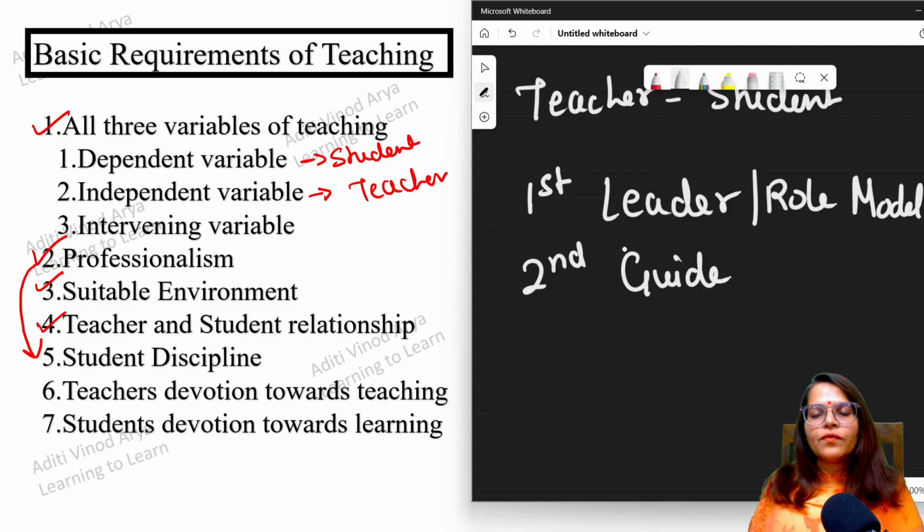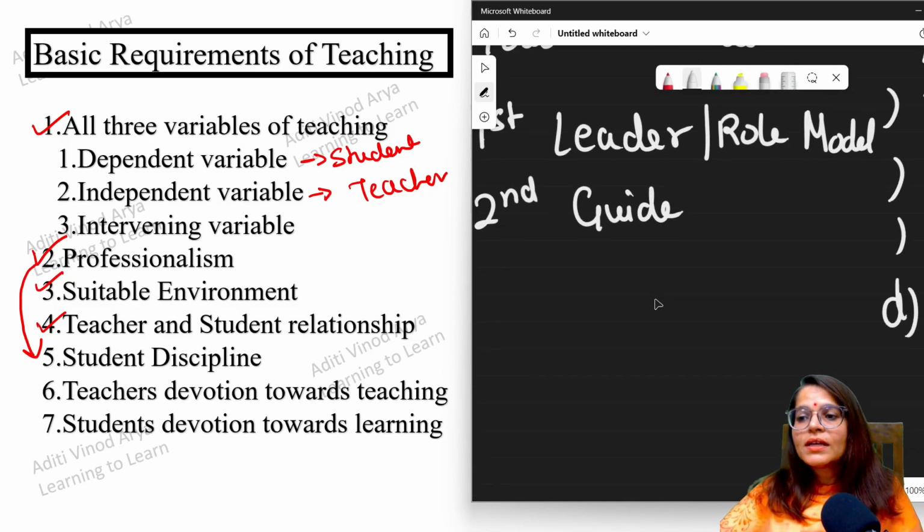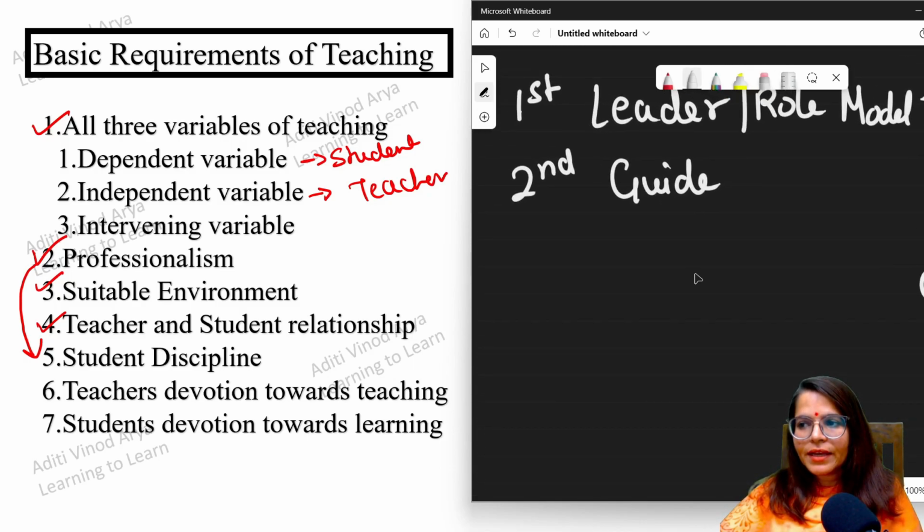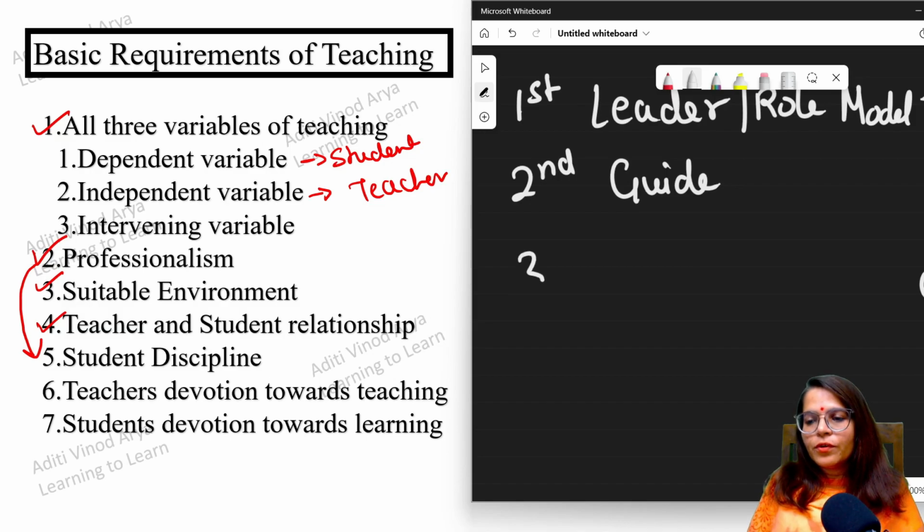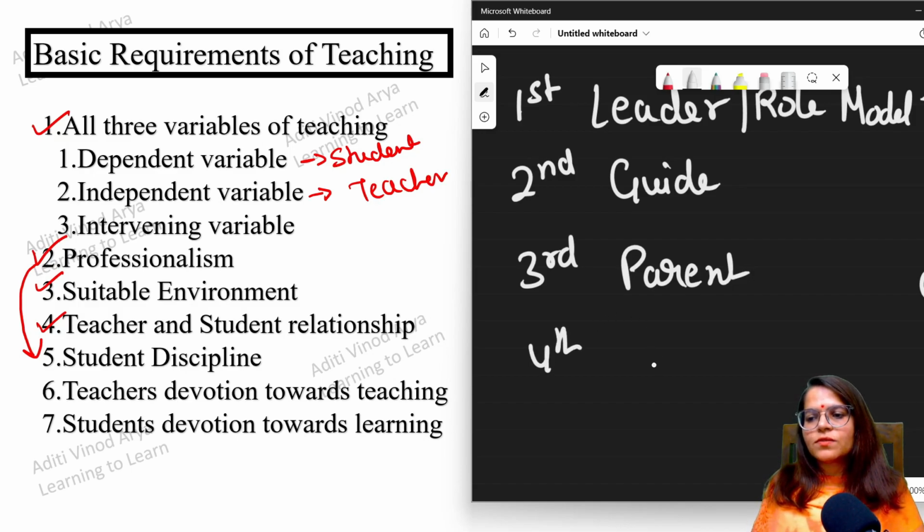fine. So your first choice should always be a leader or a role model. The second would be the guide. The third would be the parent. And the fourth and the last one would be friend. So this is how you're going to prioritize your options.